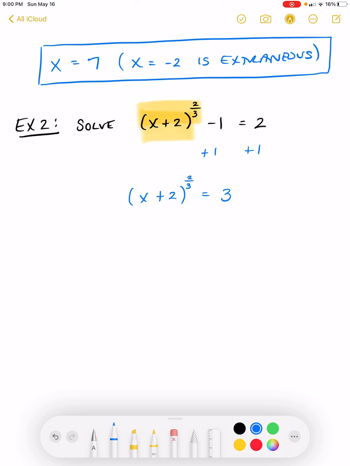Well, now that this is by itself, the strategy I'm going to use this time is we're going to change this to a radical.